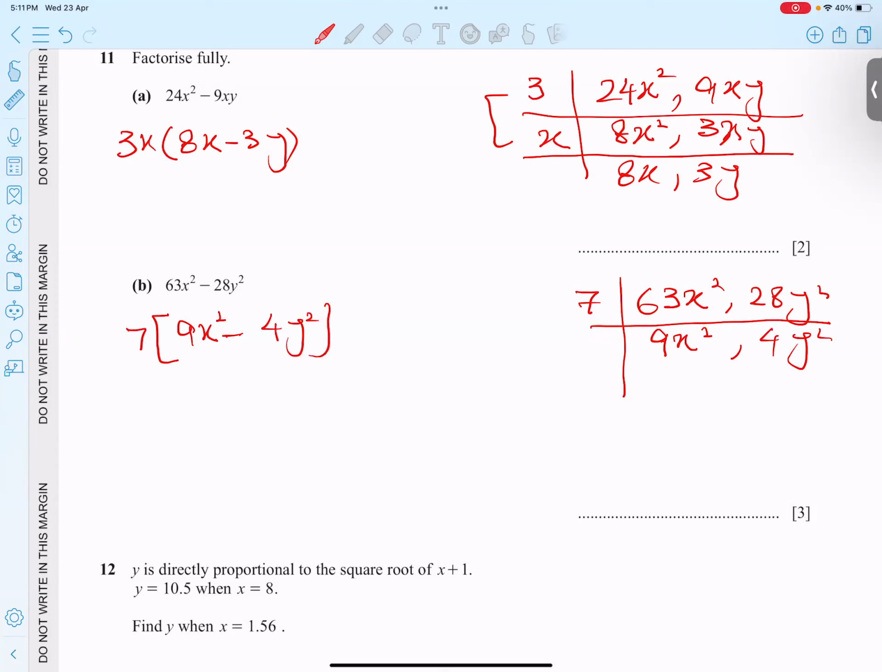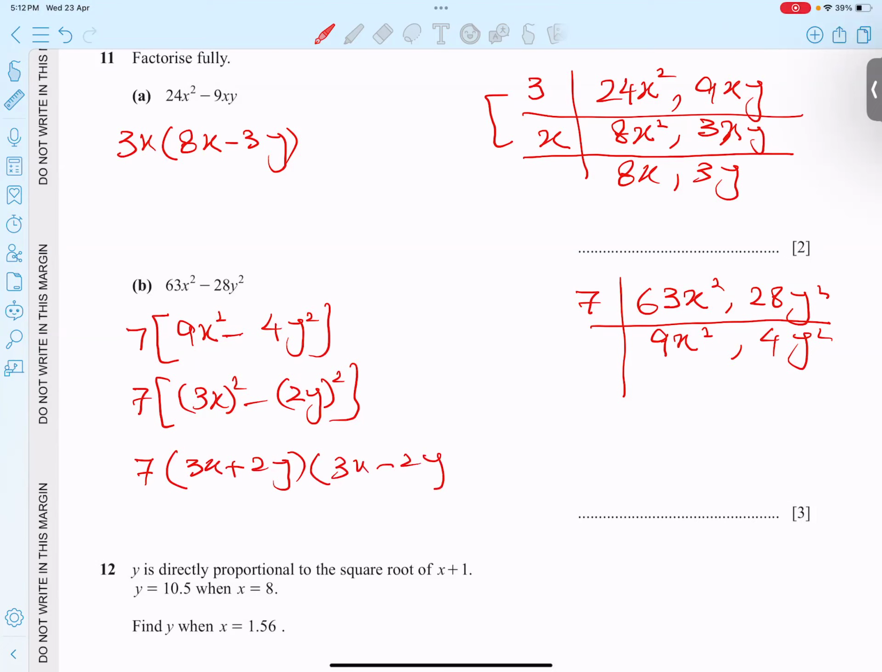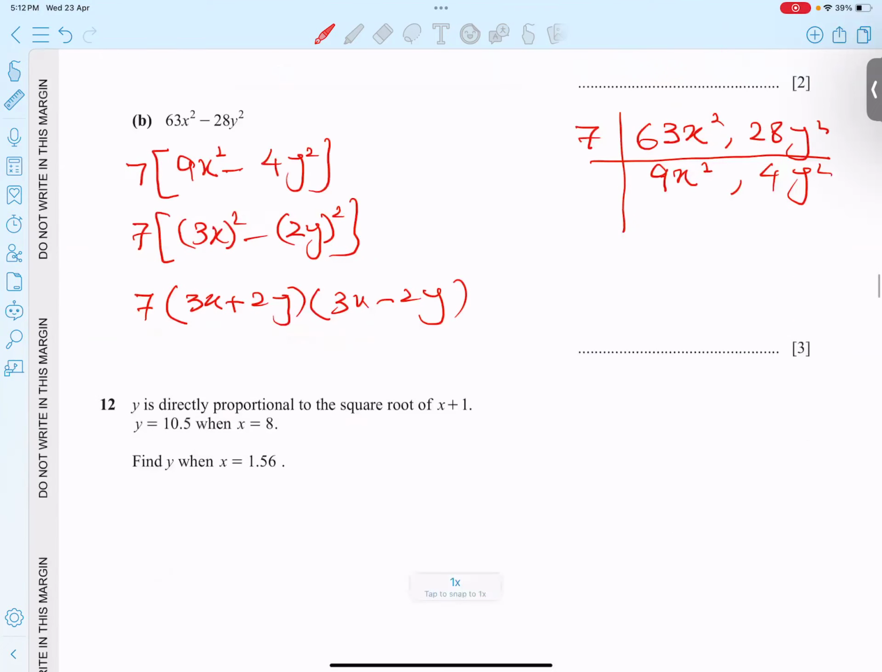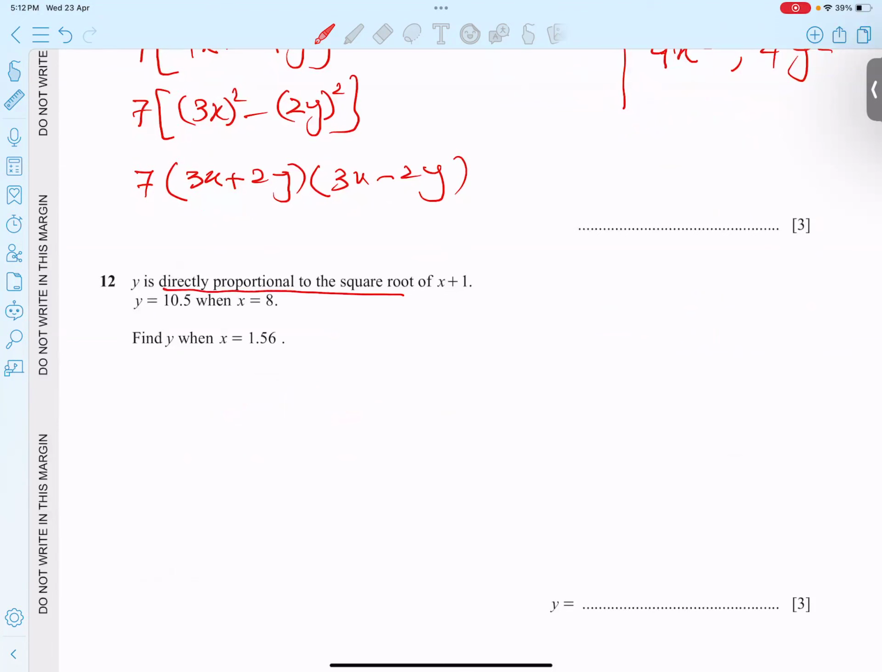These kinds of questions are favorites for the exam. You have to write this step for 3 marks. That is why I'm telling you. So this number squared gives you this: 3x square gives us this. Which number squared gives you that? 2y gives us that. After the last step, in the brackets, one with plus and one with minus. Over. So let's talk about the lower question, directly proportional, square root.